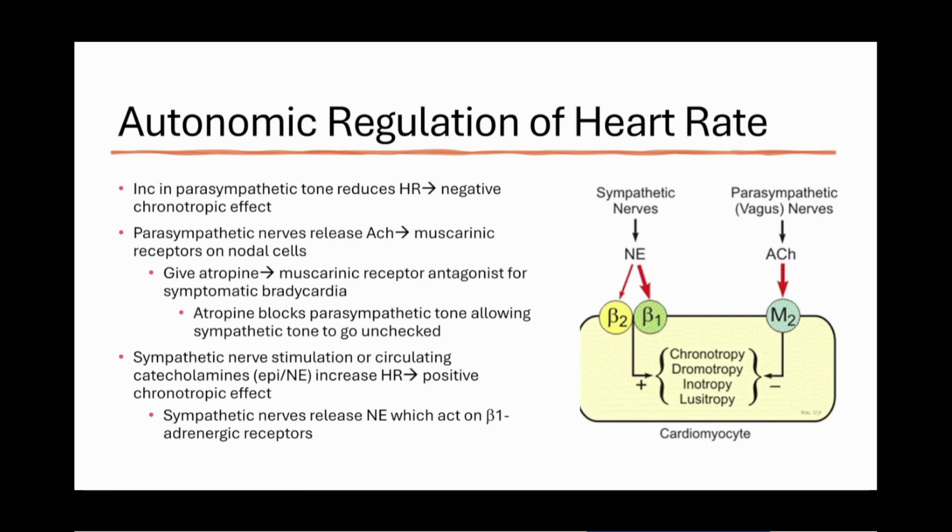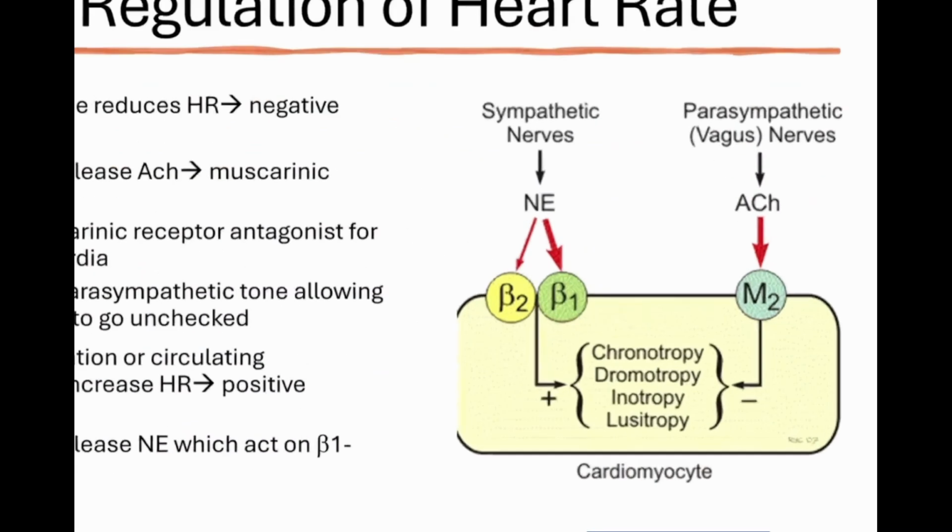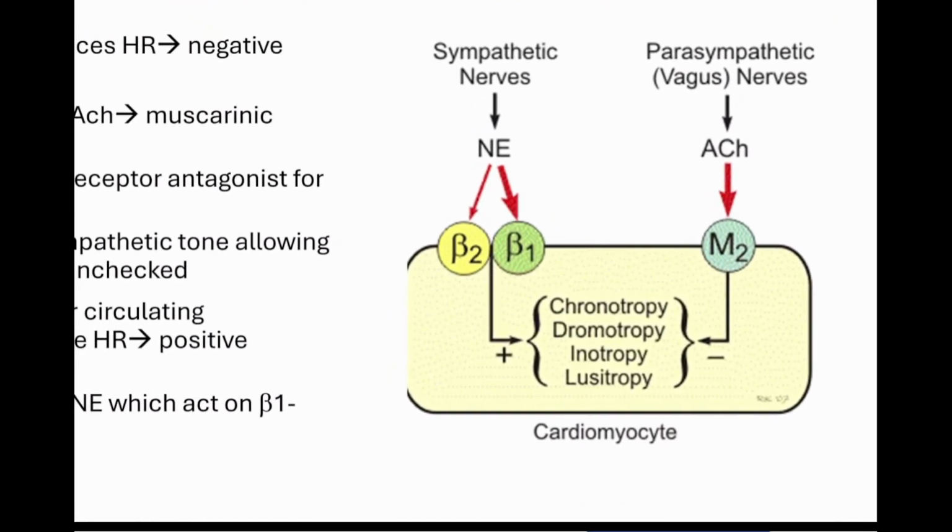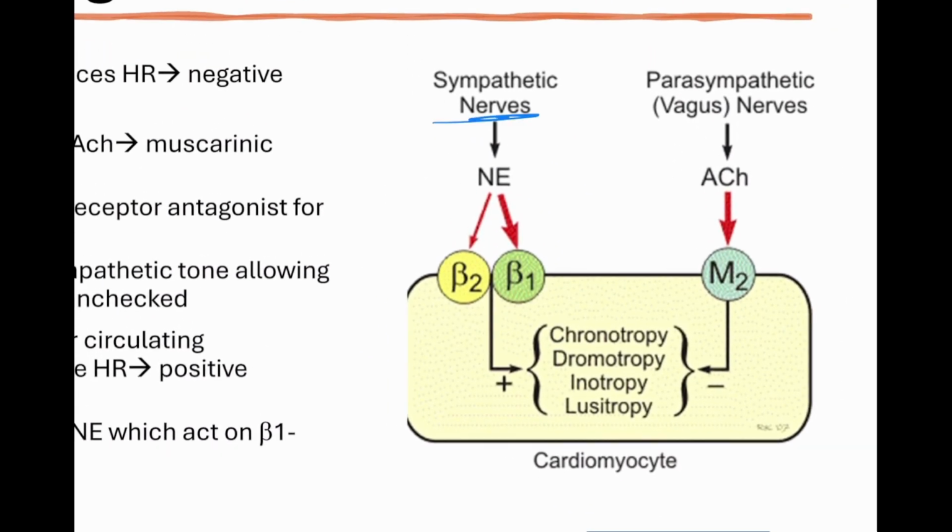Autonomic regulation of the heart. So there's a couple of words you got to know. So here we are right here. Sympathetic nerves. Norepinephrine is the neurotransmitter. These are sympathetic nerves. We know sympathetic, they're going to attack the beta 1s and the beta 2s in the heart.